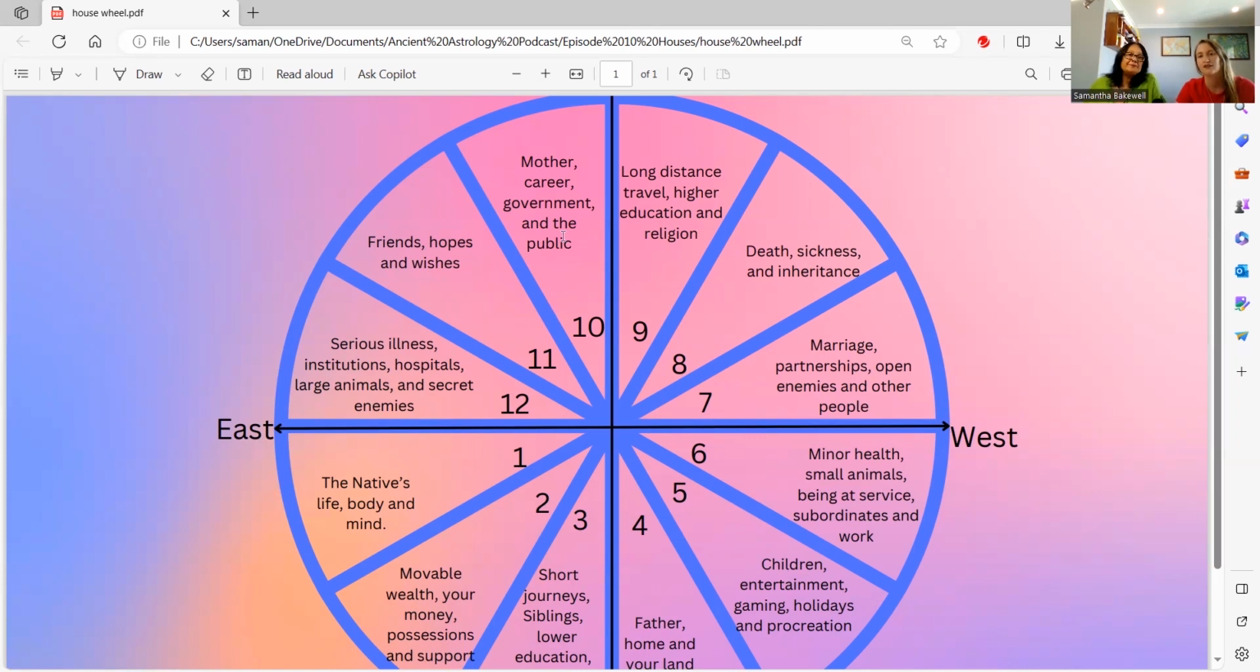So the 10th house is the mother, career, government, and the public. And one of our angle houses. It starts off with the mother, and it will always be mother because it represents mother, your career, the government. Sometimes that works for people, and other times it's not really activating as a government. And the public.